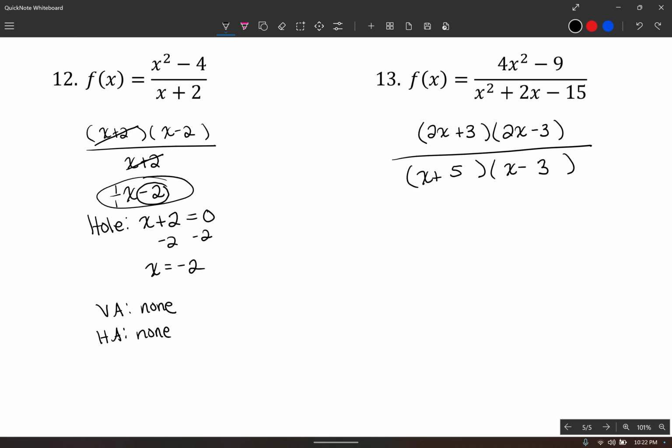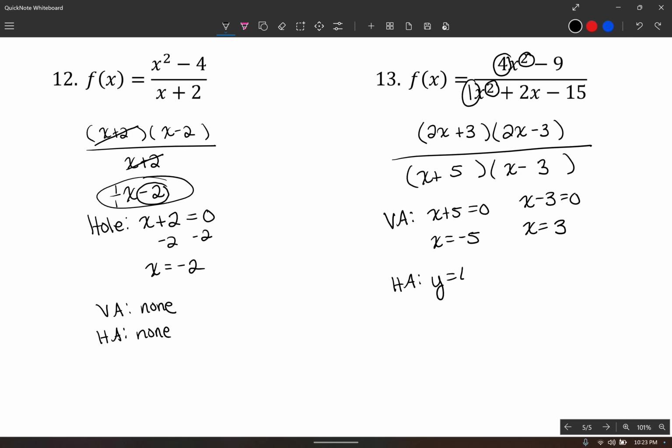All right, I don't have any matching factors from top to bottom, so I'm going to go ahead and start off with my vertical asymptotes. I have 2 of them because I have 2 factors in the bottom. So I have x plus 5 equals 0 and x minus 3 equals 0. So that gives me negative 5 and positive 3. For my horizontal asymptotes, I'm going to compare degrees. I have a degree of 2 on top and a degree of 2 on bottom. So I'm going to take the 4 and divide it by 1. So I get y equals 4.